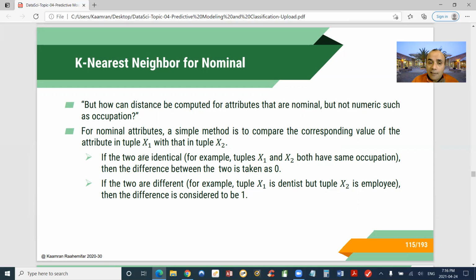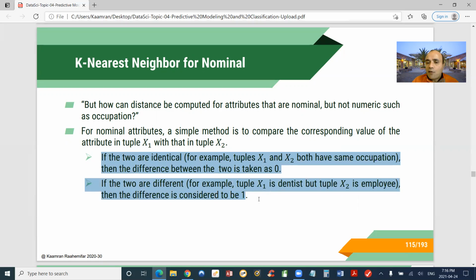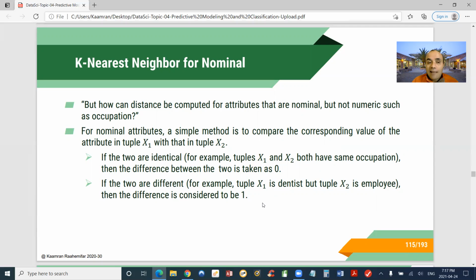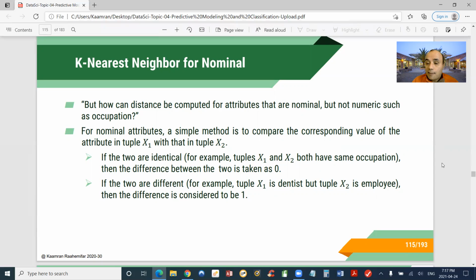So this approach is correct if you have only 2 nominal values. But if you have more than 2, then you have to come up with a creative way of doing that, and then be able to interpret the end result. That was part 5, and next we will go to part 6.